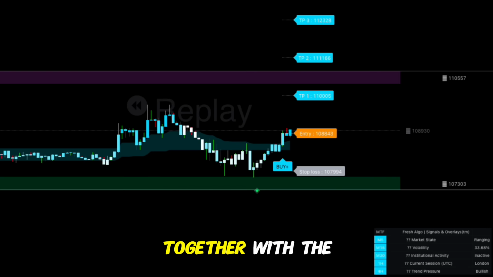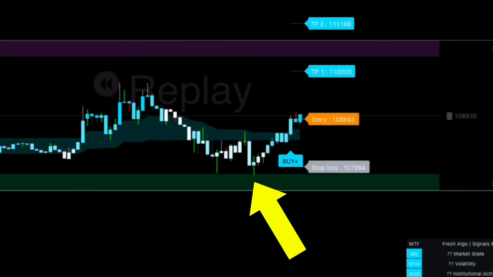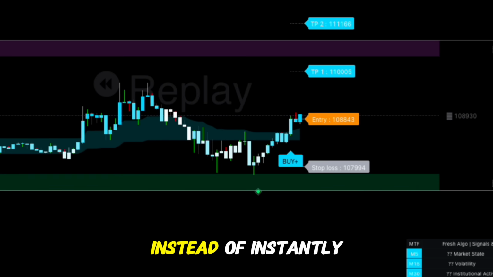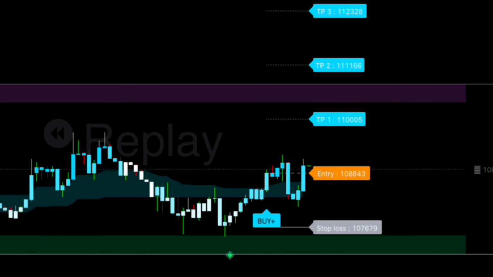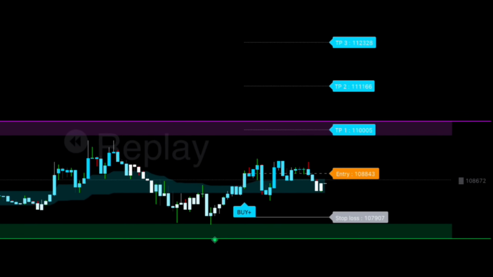Here's how you'd use it together with the support and resistance power channel. First, watch for price to enter a strong zone. For example, a buy power zone with a score over 60. Instead of instantly buying just because it hit the zone, you wait. If Fresh Algo then prints a buy plus signal inside that zone, that's your go-ahead. You now have both the location from the zone and the execution from Fresh Algo.